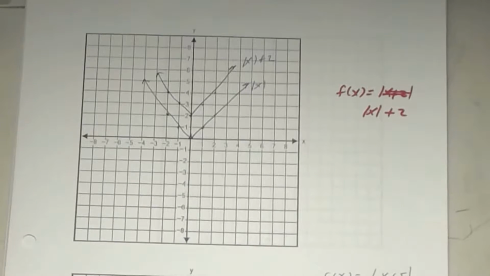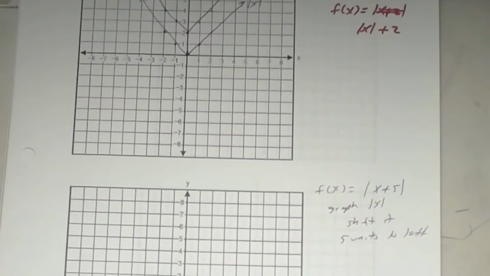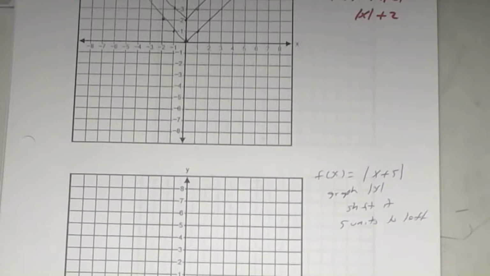So don't look at that plus 5 and think 5 units to the right. It's counterintuitive what you would think, and you're going to understand why in the next course. But it's counterintuitive. So it's 5 units to the left. So remember, a horizontal shift, you do the opposite of what you would think.